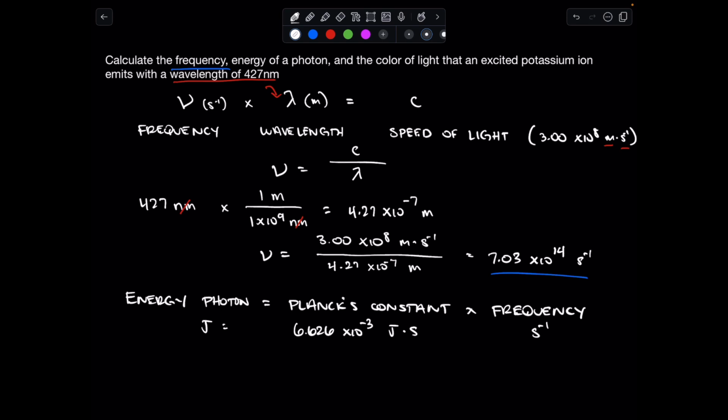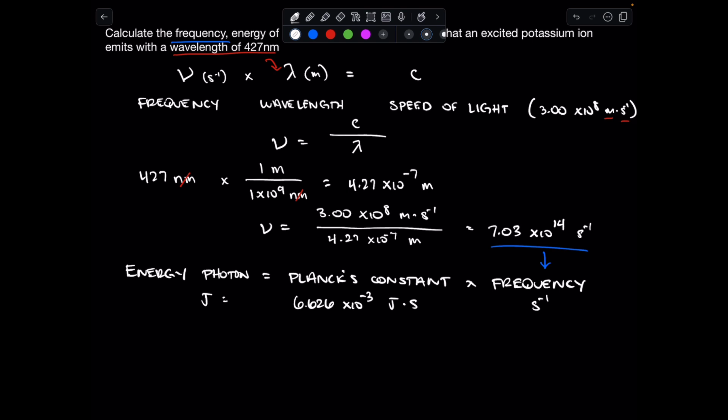So now let's plug in the information that we have. We have our frequency, which we got from the previous part of the question. We already have the constant, so now we can simply solve for energy. I'm going to call this E with a little p-h down there to show photon. This is going to be 6.626 times 10 to the minus 34 joules times seconds, times our number from up above, 7.03 times 10 to the 14 per second.